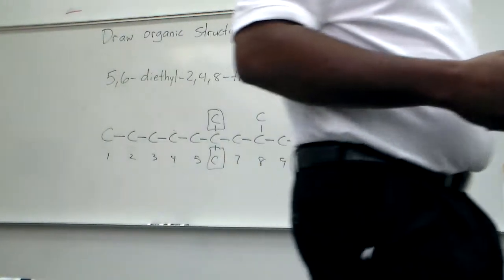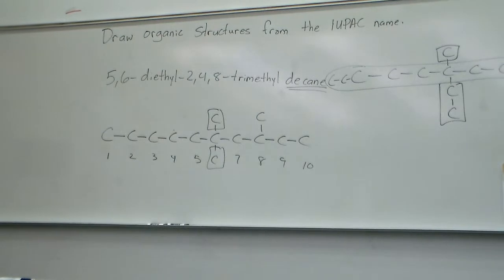Yes. Right now, it's all single bonds. So if you somehow had a double bond in there, then that's when you change it to E. As long as you've got one double bond, you will call it the E group.